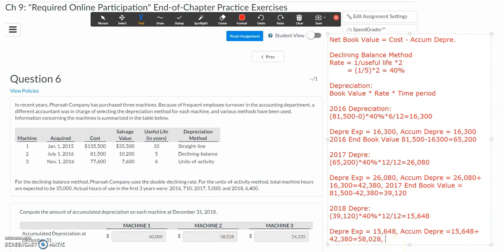And of course, if you wanted to know your ending book value for the end of 2018, you're going to take 81,500 minus 58,028. And that will give you the amount that will be reported on the balance sheet, which will be $23,472 for this fixed asset.